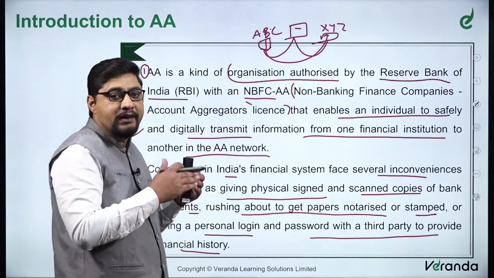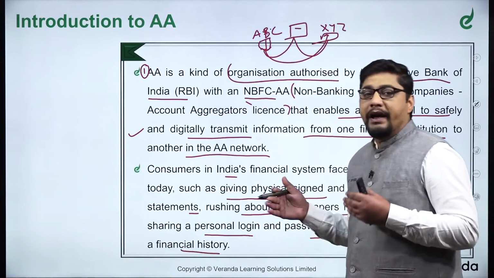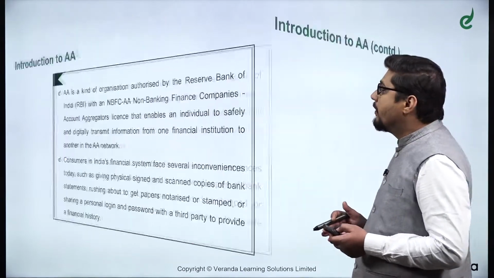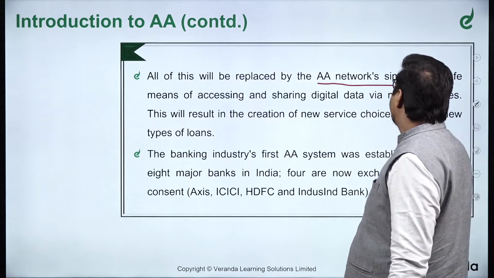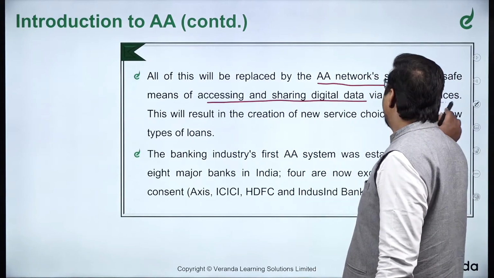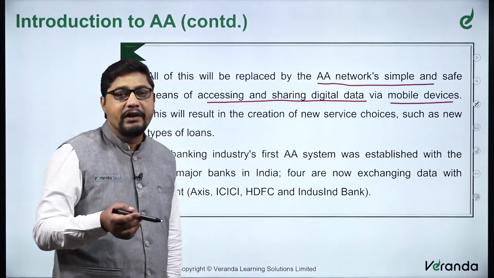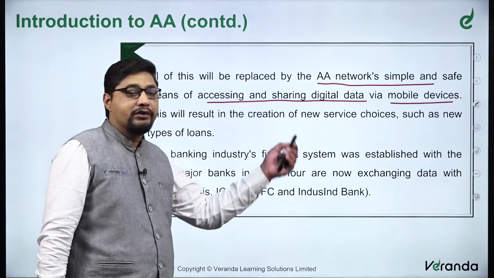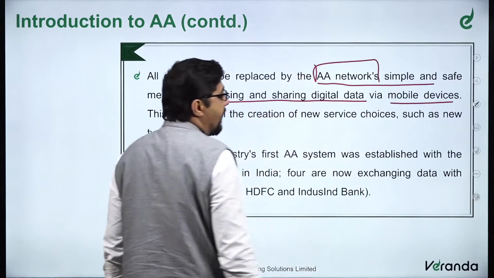So the physical copying of things in the account systems can be reduced by using this system. Further, all of this will be replaced by the account aggregator network's simple and safe means of accessing and sharing digital data via mobile devices. So whatever information you share physically, now it can be done digitally. That will be based on this network, so you can do that through this account aggregator network.